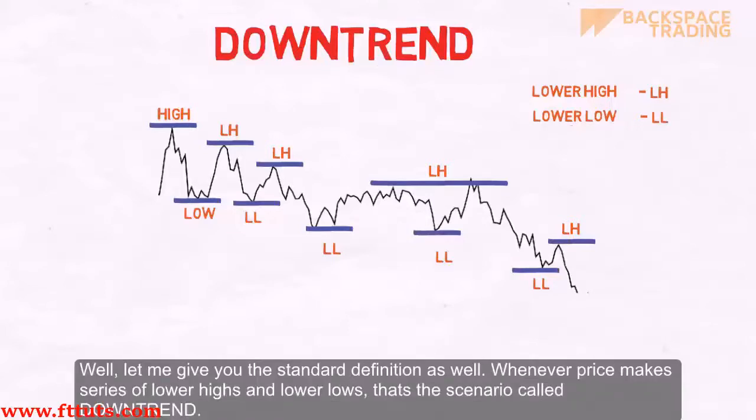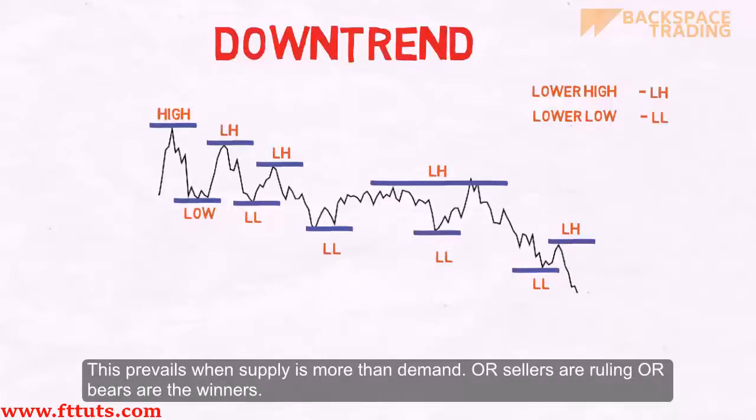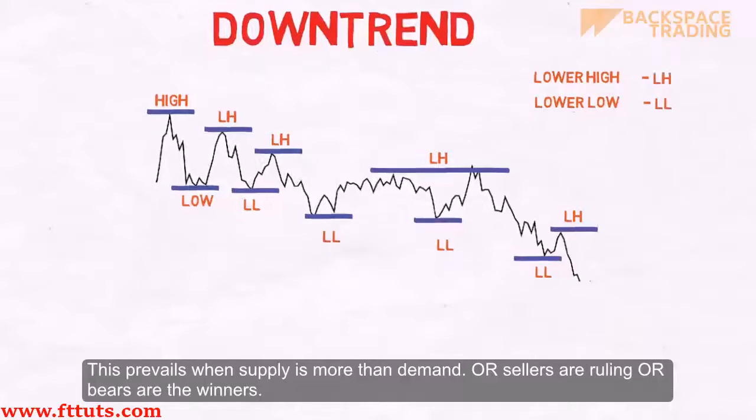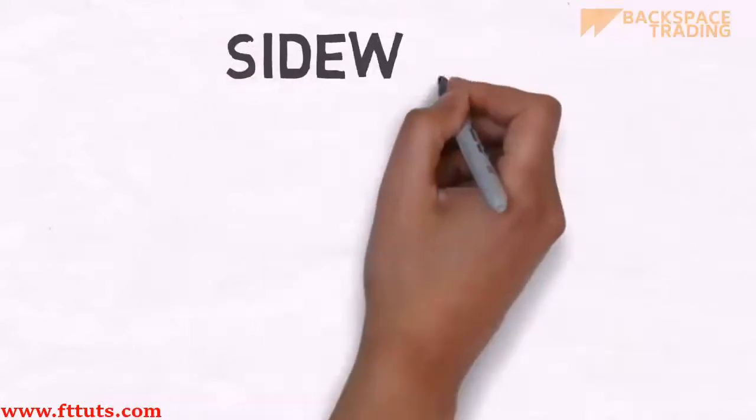Well, let me give you the standard definition as well. Whenever price makes a series of lower highs and lower lows, that's the scenario called a downtrend. This prevails when supply is more than demand, or sellers are ruling, or even more, bears are the winners. See? Hope you are keeping up with it.